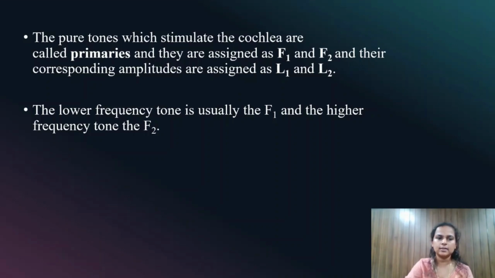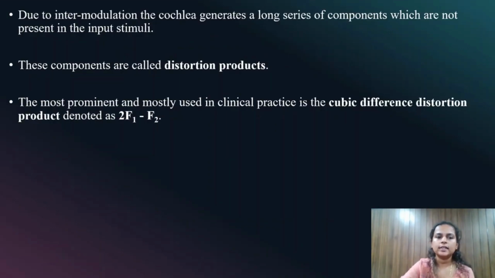The lower frequency tone is usually F1 and the higher frequency tone is F2. In order to generate the intermodulation DPOAE component, the primaries should have frequencies close to each other. That is, the F2 to F1 ratio is called the frequency ratio. Due to intermodulation, the cochlea generates a long series of components which are not present in the input stimuli. These components are called distortion products. The most prominent and mostly used in clinical practice is the cubic difference distortion product, denoted as 2F1 minus F2.